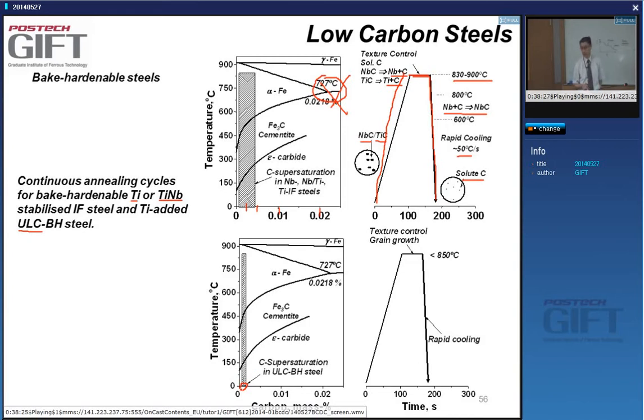But the only way you can make these steels is by really being able to control your secondary metallurgy and have extremely low carbon contents. So in this case, you just reheat. You reheat to get your texture control and your grain growth of this ULC steel, and then you just do rapid cooling, keeping your carbon in solution.